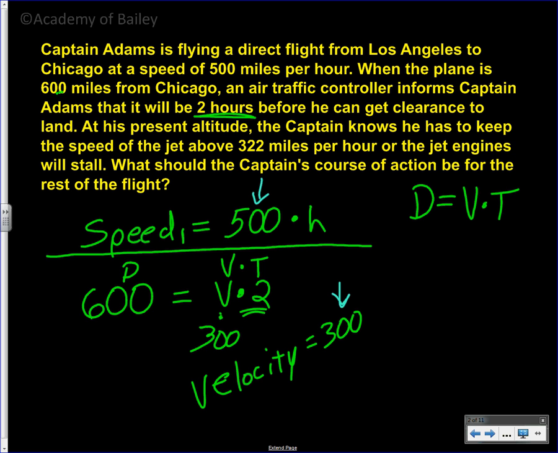But let's realize that Captain Adams, he's an expert at what he does. So let's keep reading. The captain knows he has to keep the speed of the jet above 322 miles per hour, or the jet engines will stall. And you don't want your jet engines to stall, because once they stall, that means they stop turning. Once they stop turning, the plane stops flying, and then it ends up falling out of the sky.